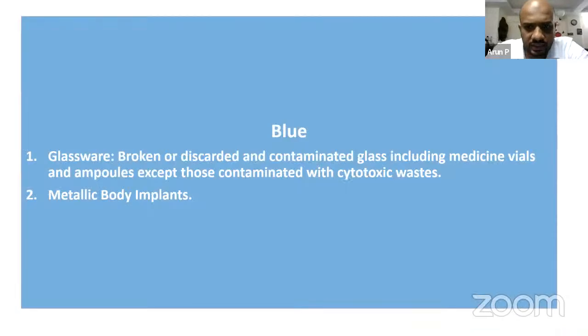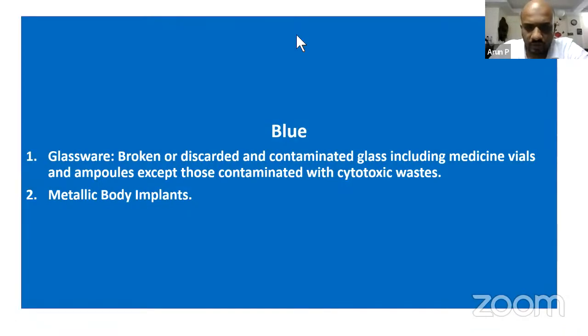Then the last is the blue category. So the blue category is only for two things. It is for glassware and metallic body implants. Now, what is this glassware? Broken or discarded contaminated glass vials and ampules of the medicines after usage will go into the blue cardboard box, except those contaminated with cytotoxic waste. We have already seen cytotoxic waste is a separate category. It goes into the yellow bag.